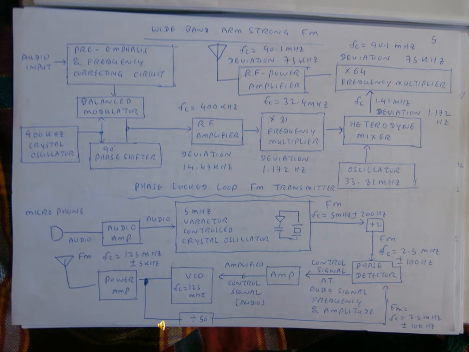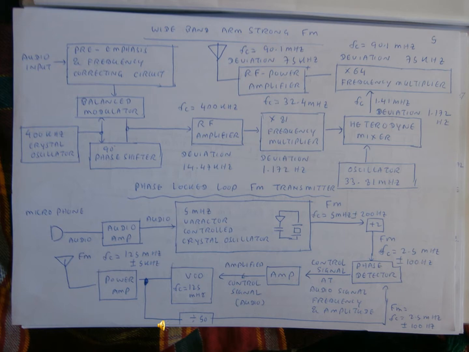Inside the 864 frequency multiplier, the carrier frequency is 90.1 MHz and the deviation is 75 kHz. The output of the 864 frequency multiplier is connected to the radio frequency amplifier. In this case, the carrier frequency is 90.1 MHz and the deviation is 75 kHz. The final output is connected to the transmitter, and the transmitter will transmit the signal.